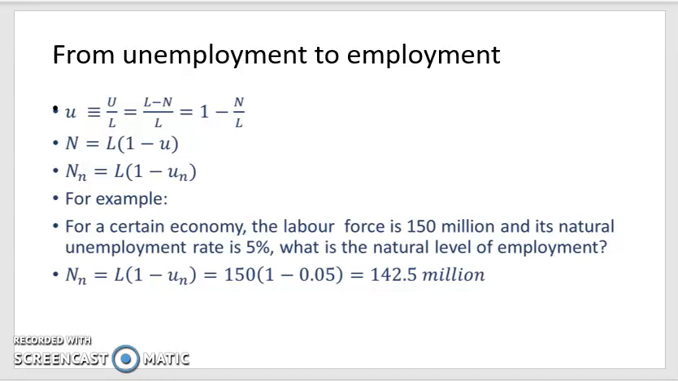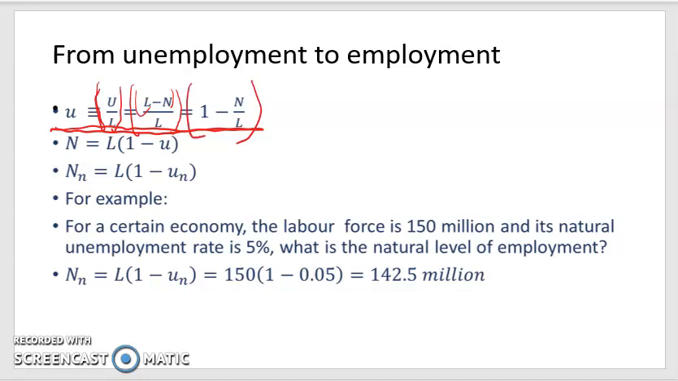To go about this, let's review the relationship between unemployment, employment, and the labor force. This relationship is represented by this equation. The first part of the equation represents the definition of the unemployment rate, which is the ratio of the unemployed and the labor force. The second part follows from the definition of labor force. The level of unemployment is the labor force minus employed, which is N, divided by the labor force, which gives us our unemployment rate.